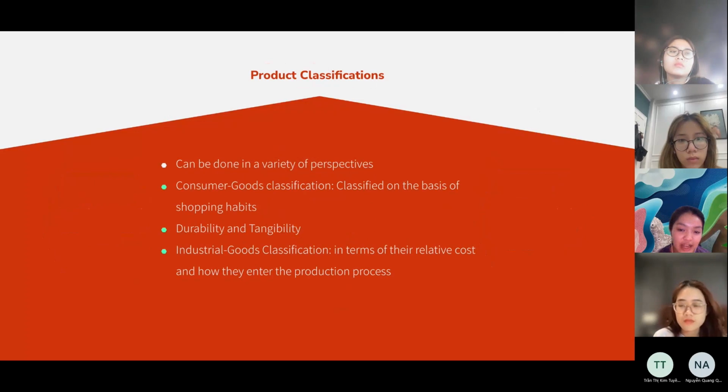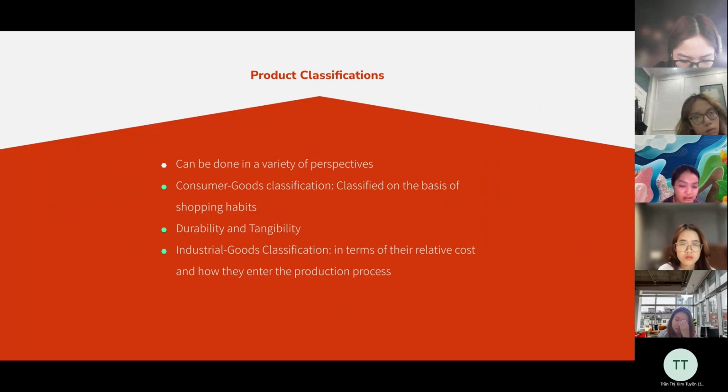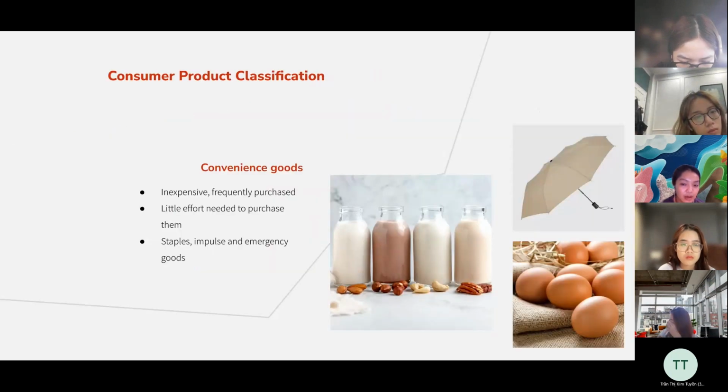Next one is product classification, which can be done from a variety of perspectives. We have three types: consumer goods classification, durability and tangibility. And the last one is industrial goods classification. Next one, please. For the consumer product classification, we have three types. First one is convenience goods, which are inexpensive and frequently purchased. As you can see on the screen right now, it can be an umbrella or similar items.